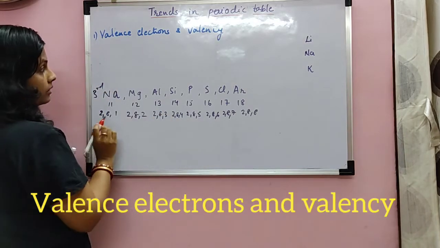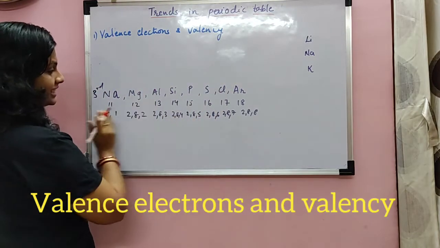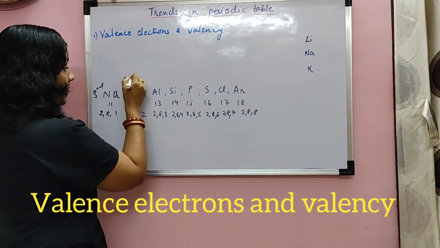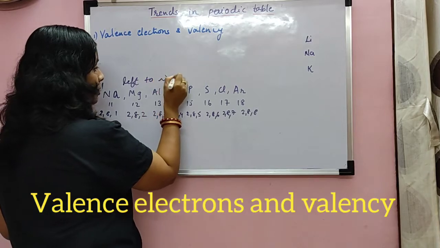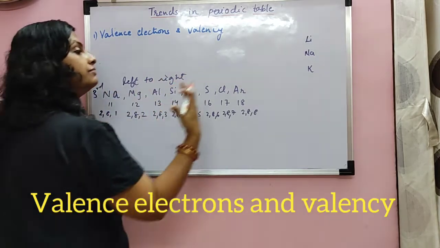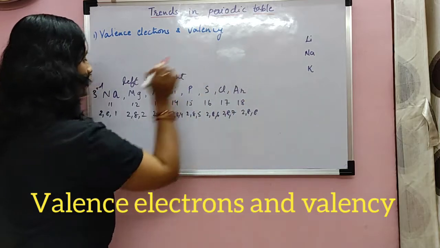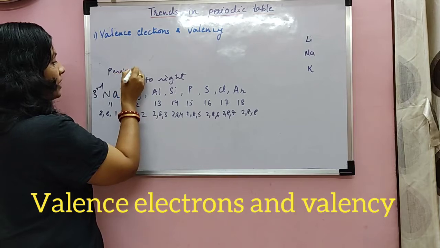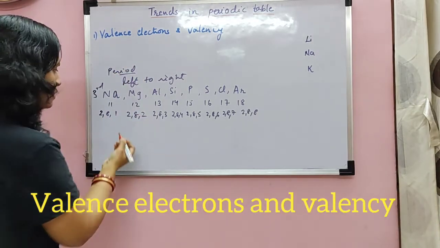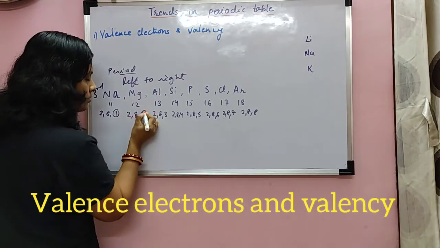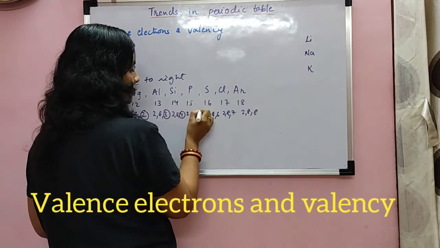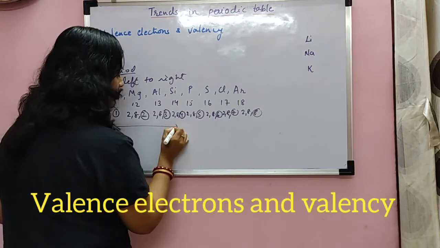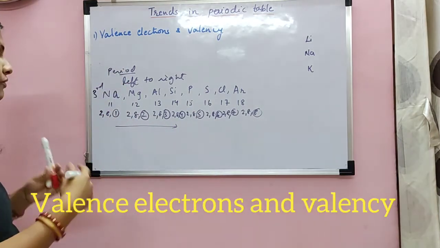So what are the valence electrons now? You can just see the trend, what is happening to the valence electrons when you are moving from left to right, because in a period we always move from left to right. So what happens in a period when you move from left to right? The valence electrons, as you can see, this is 1, then 2, then 3, then 4, then 5, then 6, then 7, then 8. So what is happening to the valence electrons? Valence electrons are increasing.